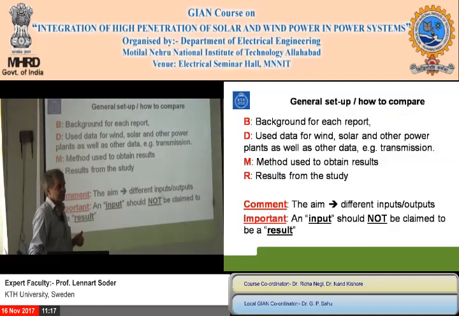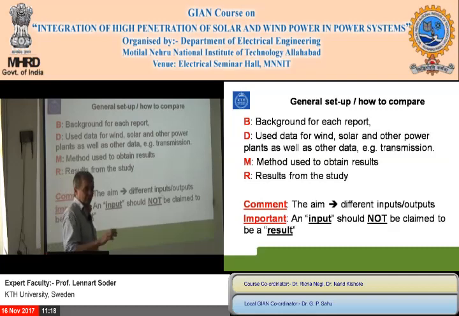For example, I've seen studies in Sweden where the aim of the report was, what is the consequence of having 30 terawatt hours of wind power in Sweden? And then the output was, it is possible to integrate 30 terawatt hours of wind power. People said, I have read the report, and it says that it's possible to integrate 30 terawatt hours of wind power in Sweden. And then I said that was not the output from the report, that was the input to the report.